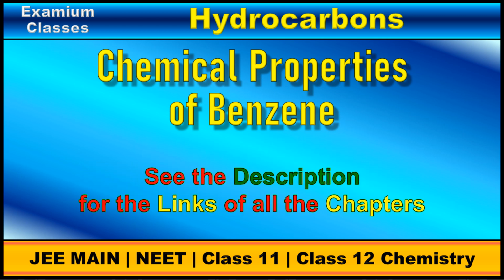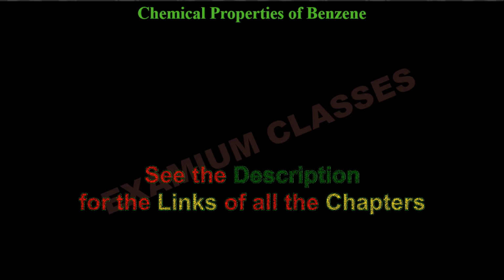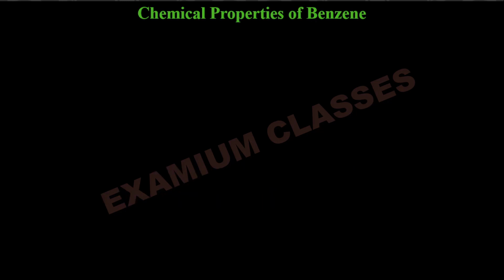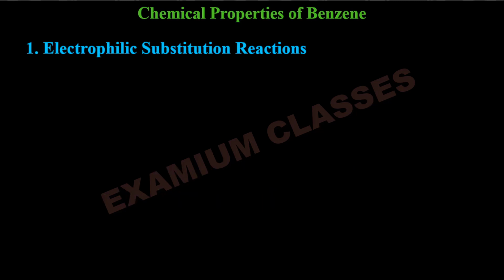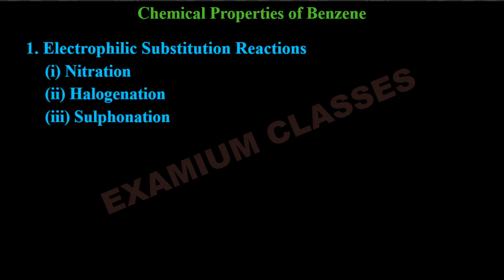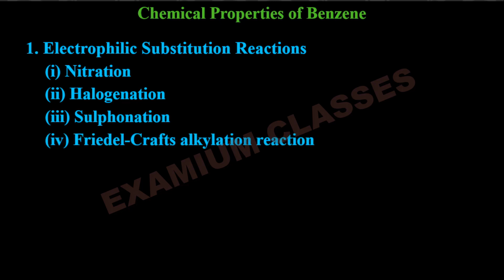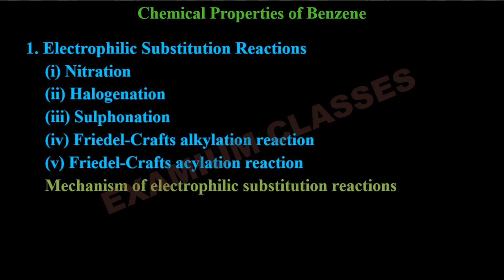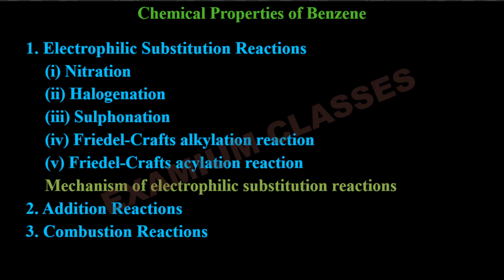Chemical properties of benzene. There are specifically 3 points we will be talking about. The first one is electrophilic substitution reactions. Within electrophilic substitutions, we will be talking about 5: nitration, halogenation, sulfonation, Friedel-Crafts alkylation reaction, and Friedel-Crafts acylation reaction. Then we will talk about the mechanism of this type of electrophilic substitution reaction, which is very important. Second, we will be talking about addition reactions, and the last, third one, combustion reactions.